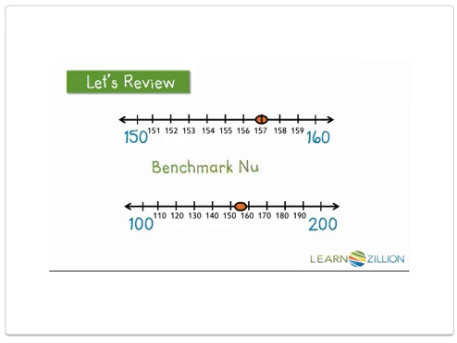Let's review. A benchmark number is the number that lies on either side of a given number. 157 is between 150 and 160 when we count by tens. We could also count by 100s. 157 lies in between 100 and 200 when we count by hundreds. All of the numbers in blue are benchmark numbers, depending on if we count by tens or if we count by hundreds.